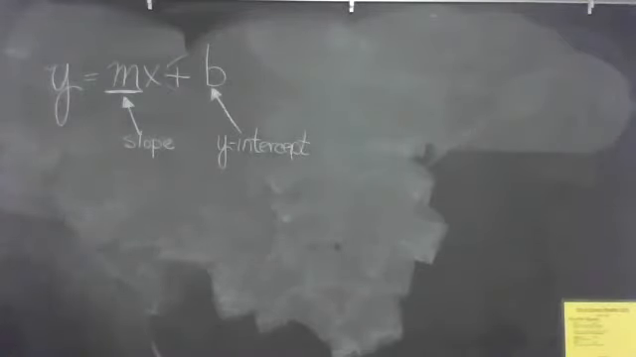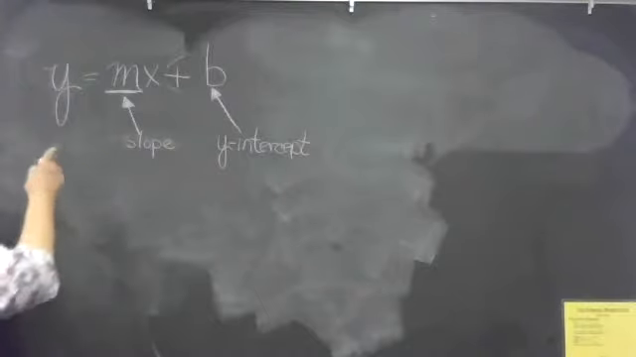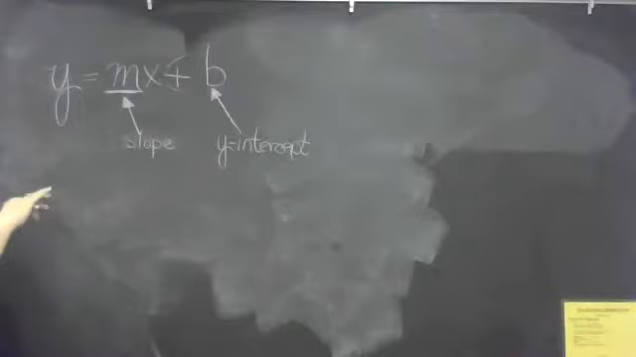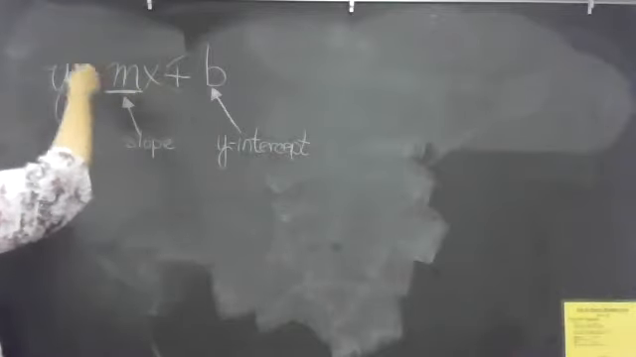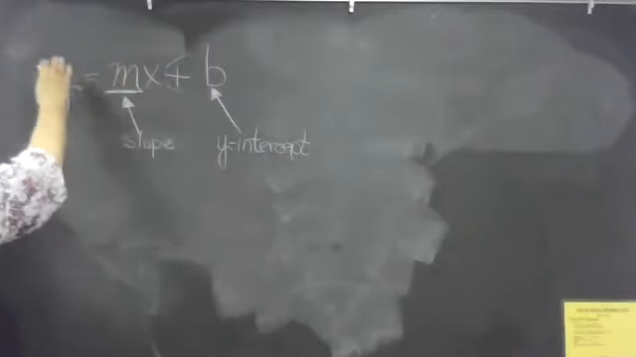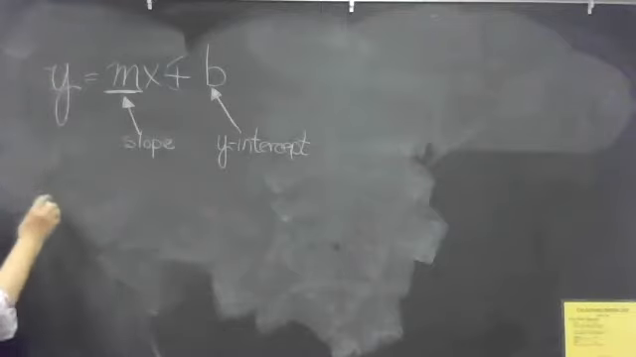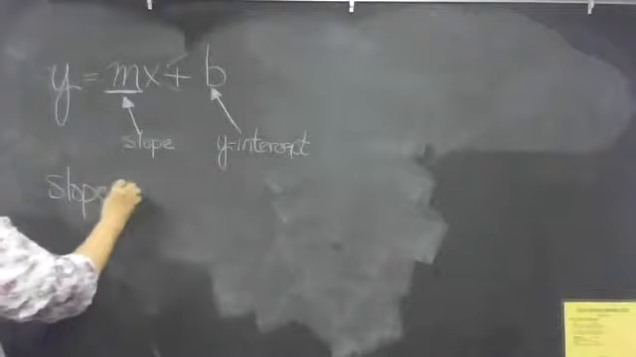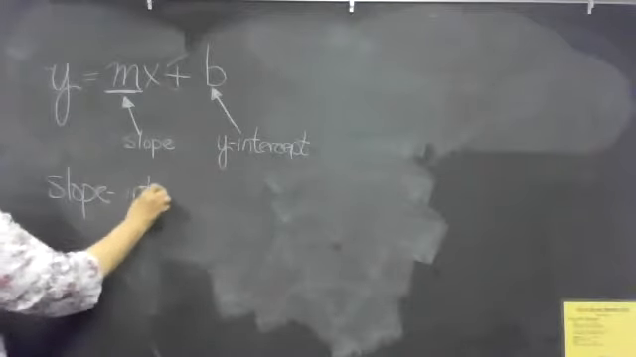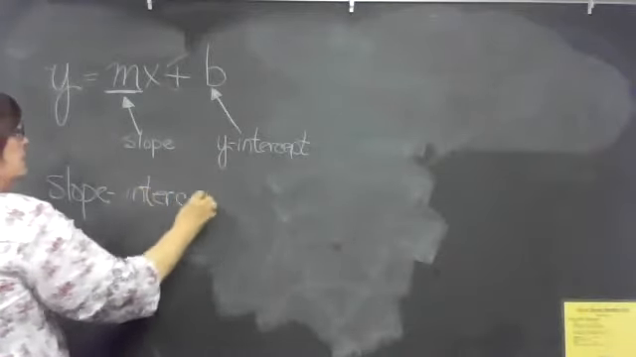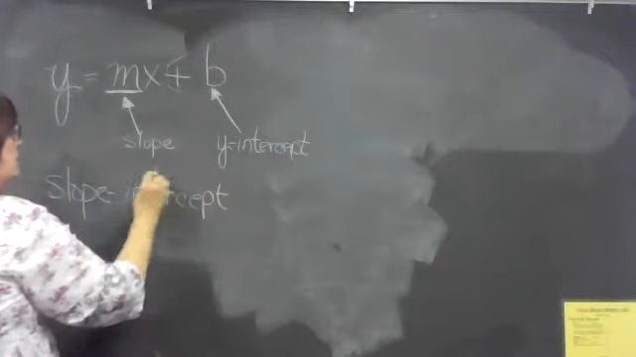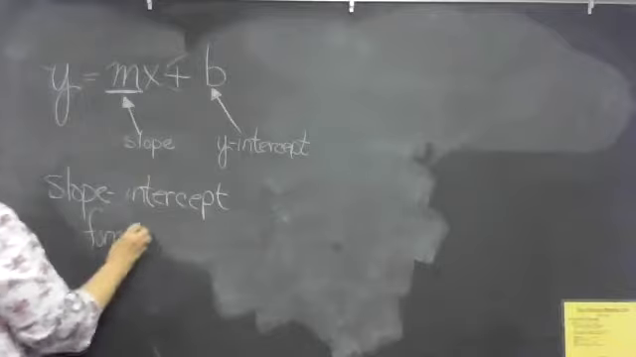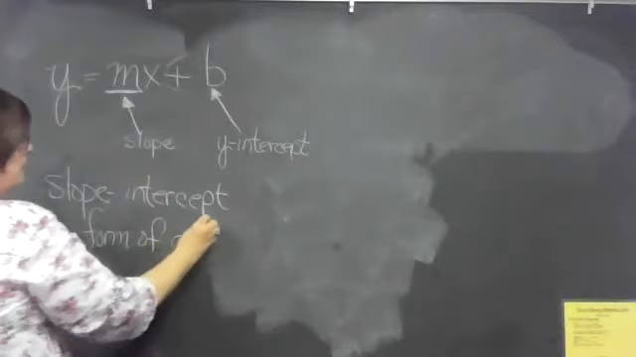So what was I going to say here? Oh, this form of a line, you will see these numbers all mixed up in a different form. This is the most common form, and this is called the slope-intercept form of a line.